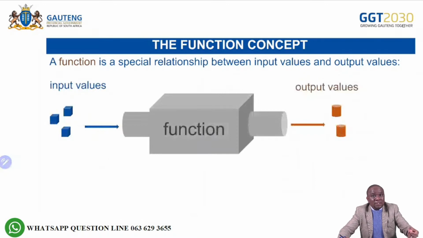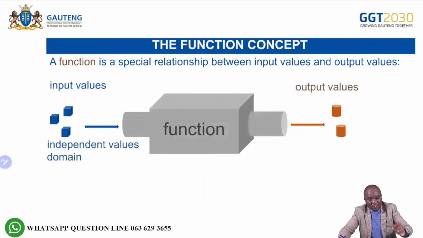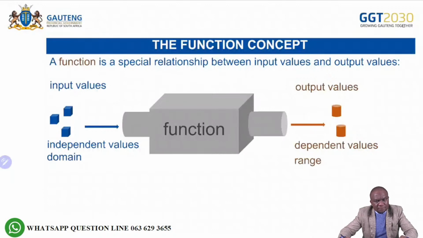So the input values are the independent. They do not depend on the output values. Being independent means you do not depend on something. So the input values are the independent values, and they are called the domain, and the output values are the dependent values or dependent variables because they depend on the input values and the function. The other name for dependent variables is the range.